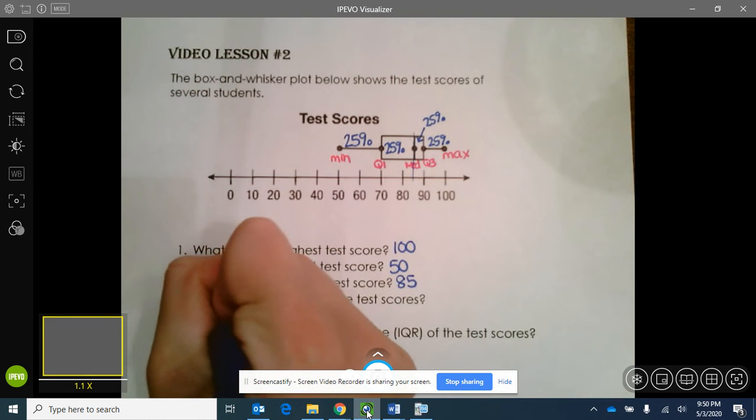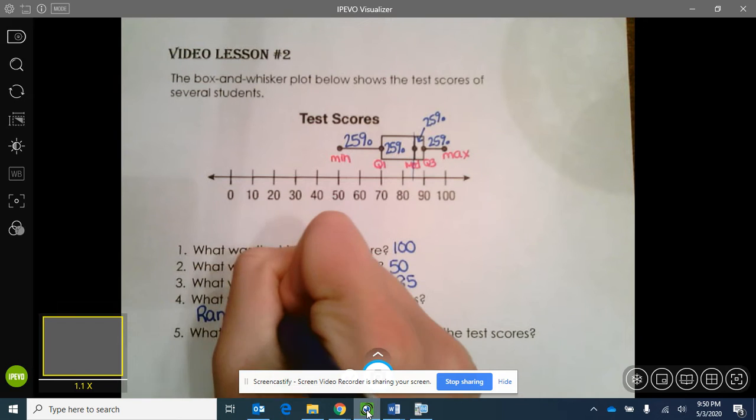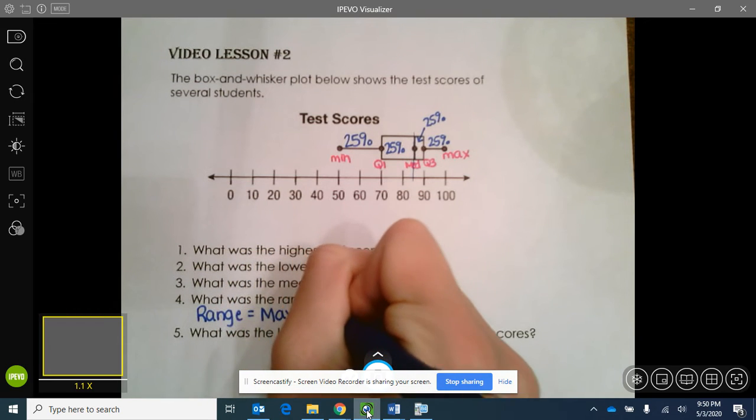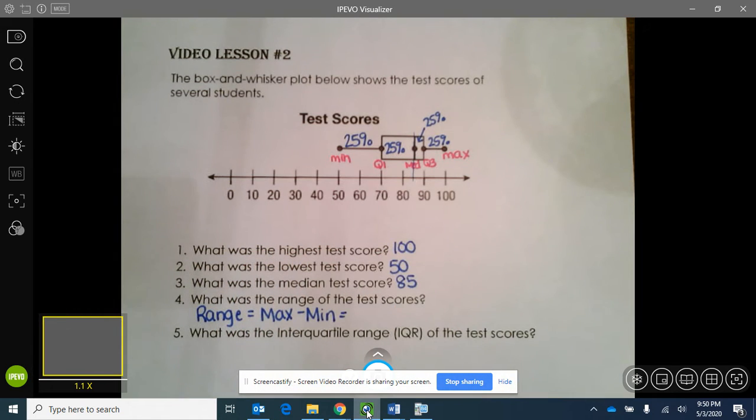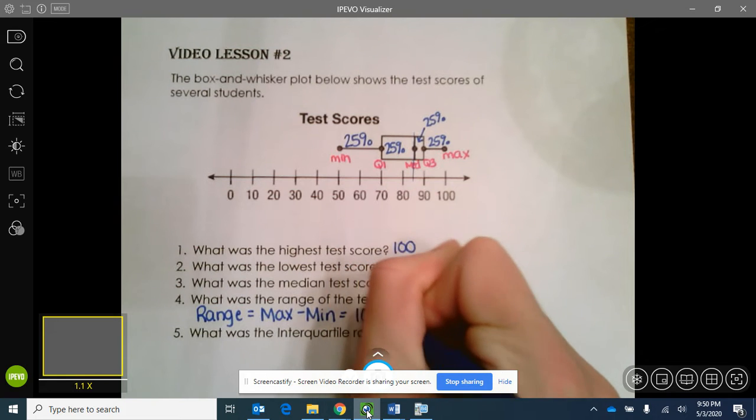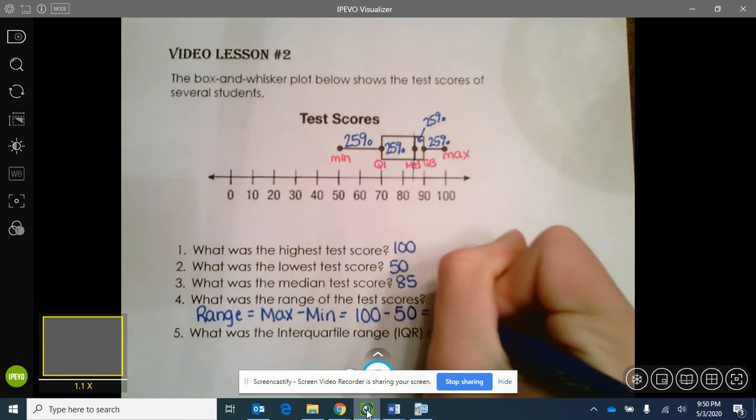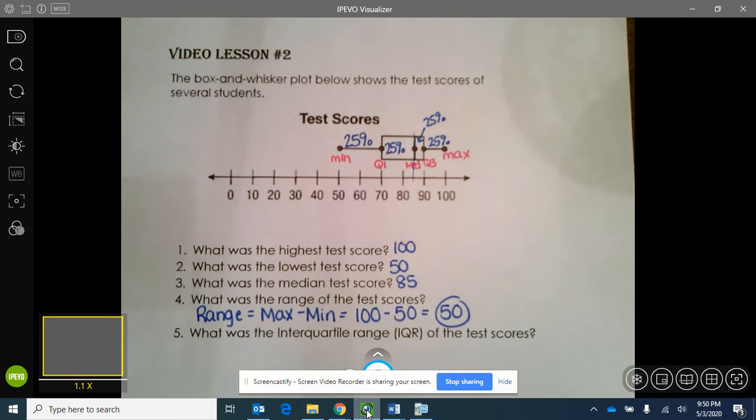What was the range of the test scores? So your range is going to be your maximum minus your minimum. So our maximum is 100, our minimum is 50, so if we subtract those, the range of the data is 50.